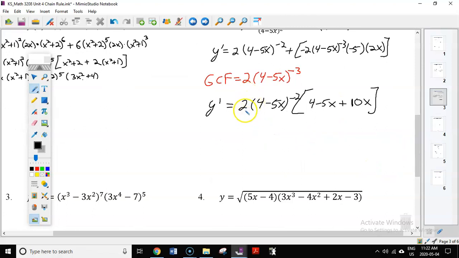And like the previous question, you can simplify that inside bracket. Alright, so that's a simplified form for that. And that is one you could use product rule or quotient rule for. So we're going to look at a quotient rule question.